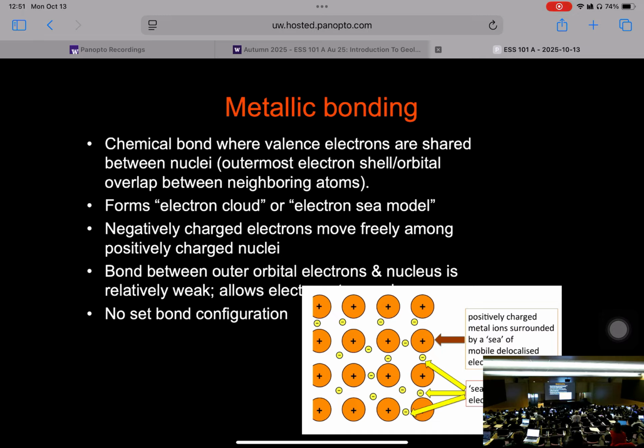And that's going to be important for defining the attributes that make up metals, including their ductility, their malleability, aluminum foil, right?